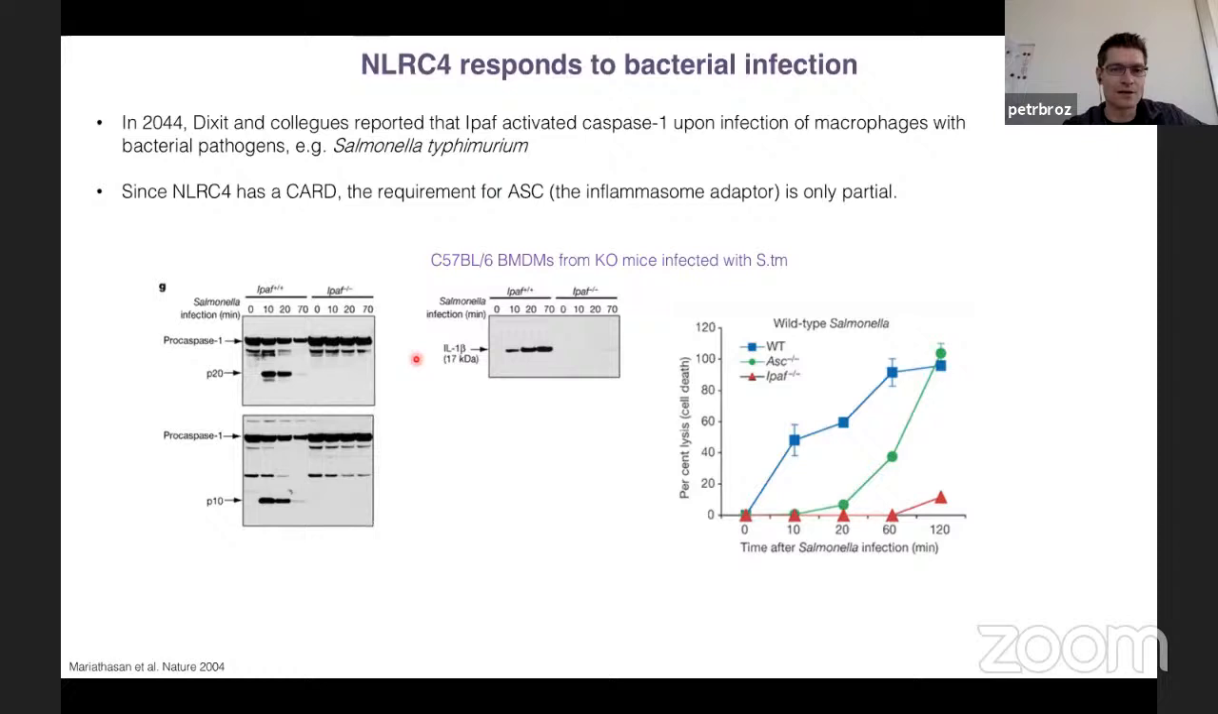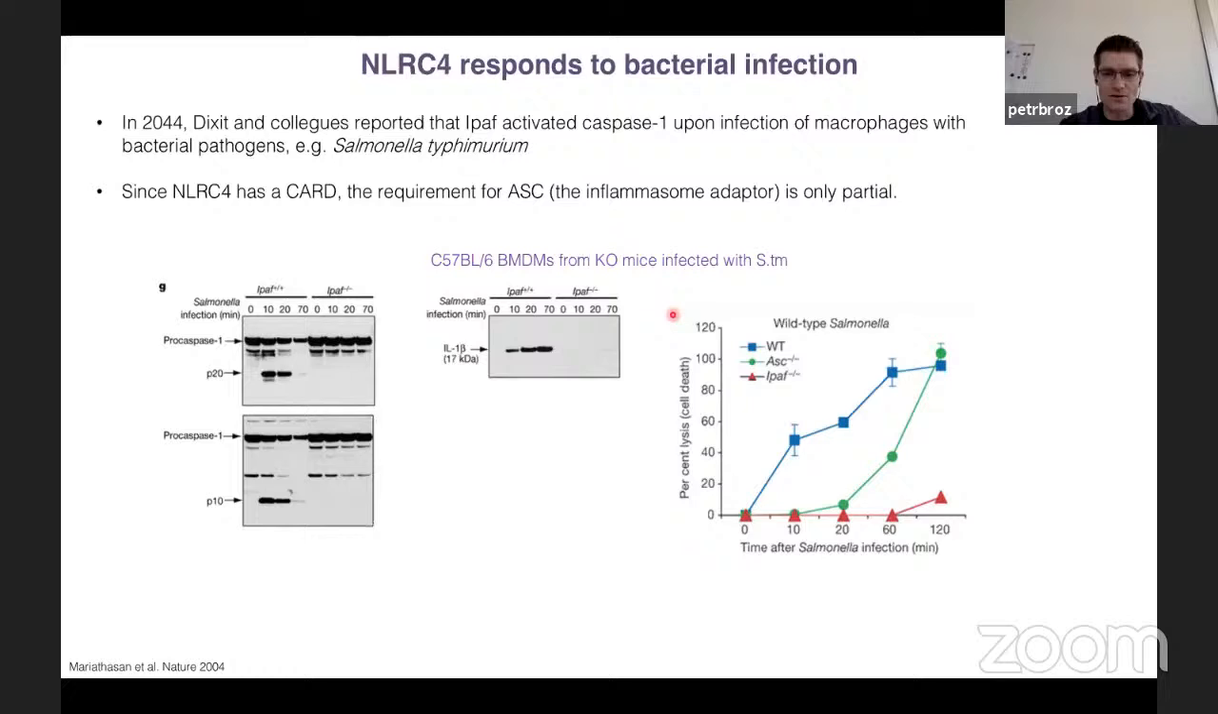So here you can see wild-type cells, so IPAF-positive and IPAF-deficient cells that are infected with Salmonella for different time points. This is data from that paper, and you'll see the caspase gets activated. So we get the generation of the cleaved P20 subunit here, which is a sign of caspase activation, and you don't get that in the knockouts. And also in the supernatant, you can measure the release of mature IL-1, the cleaved form of the cytokine, which is cleaved by the caspase, and you cannot get that in the IPAF knockouts.